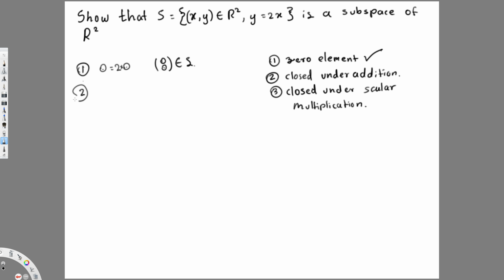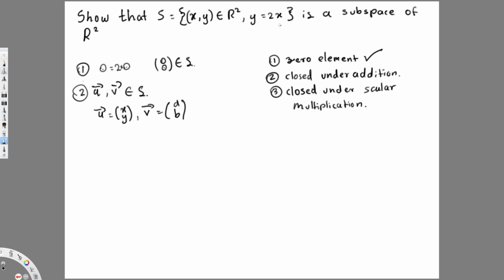In order to do that, I simply take u and v vectors in S. Let's take the u vector as (x, y), and I have to take another vector to prove that this is closed under addition. So let's say I take v as (a, b). Then what I have to do is simply add them together.